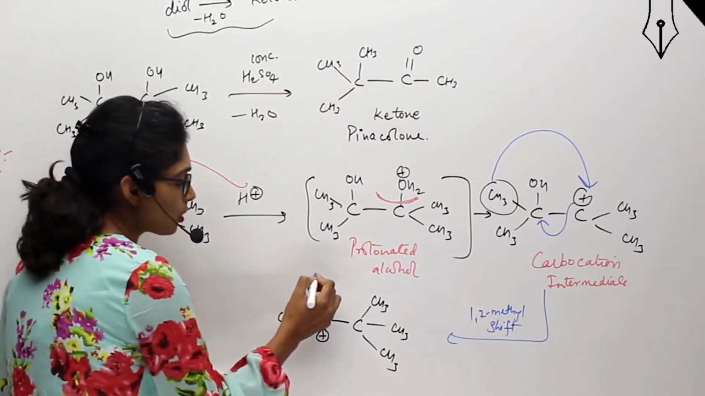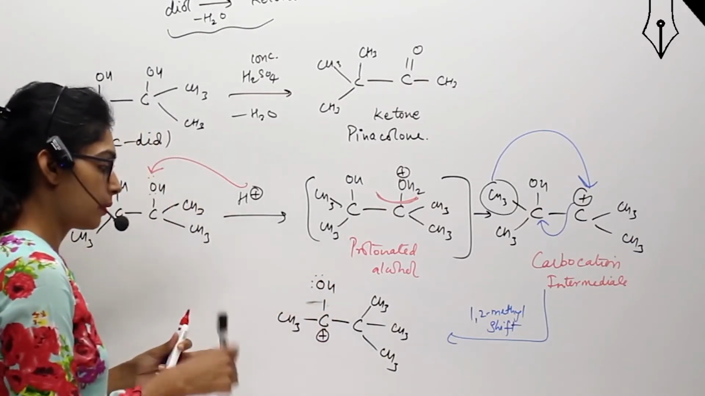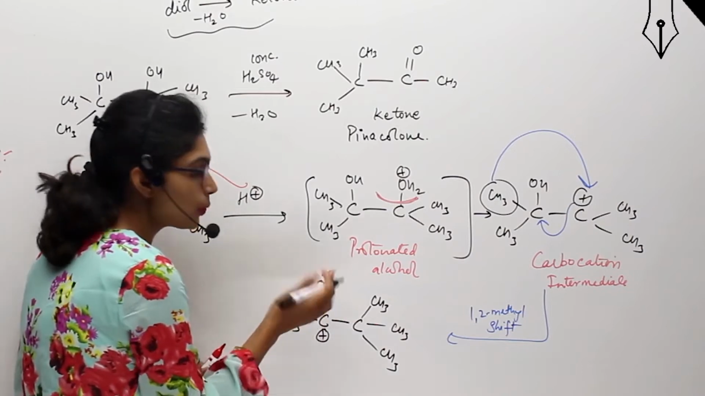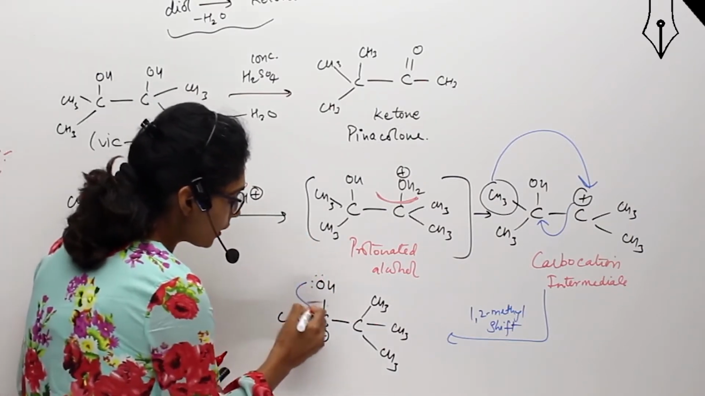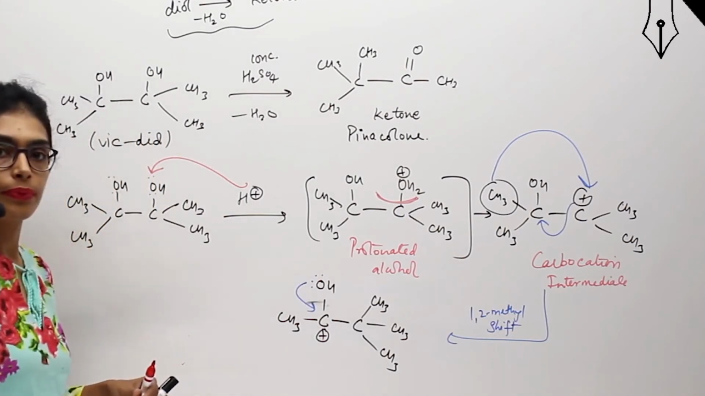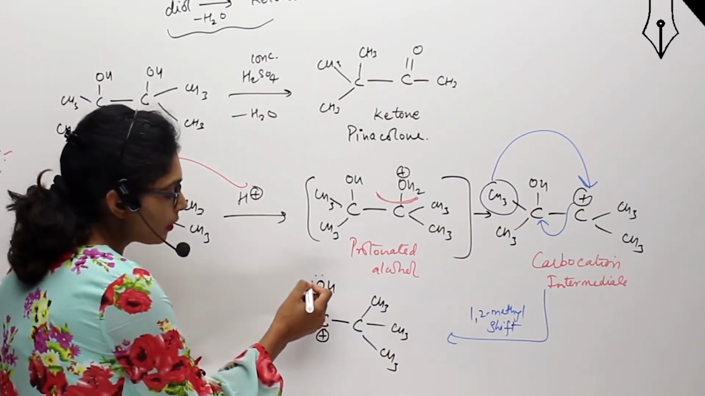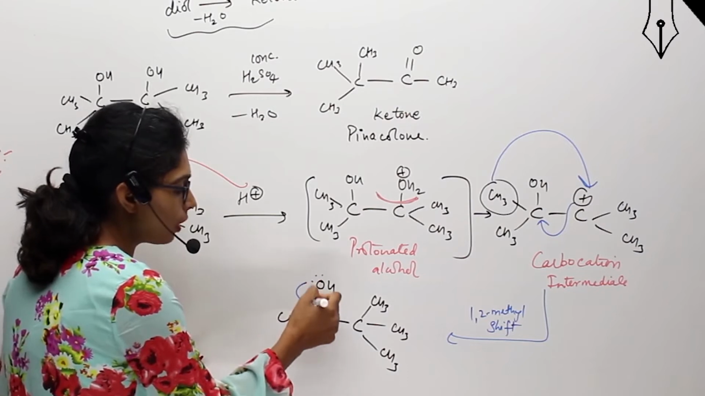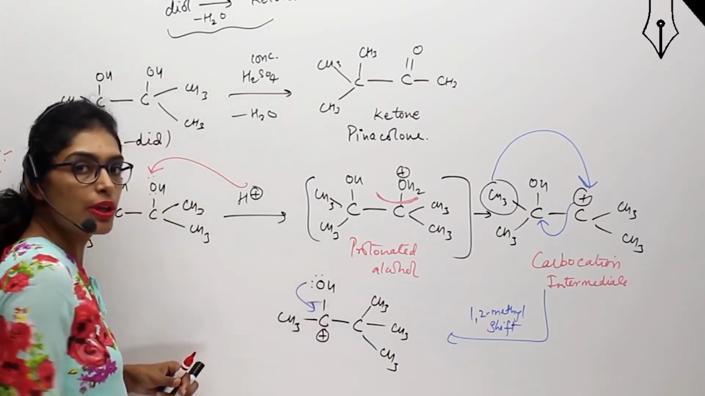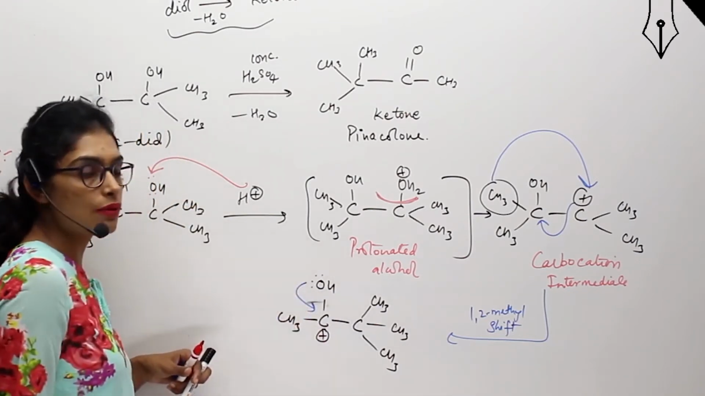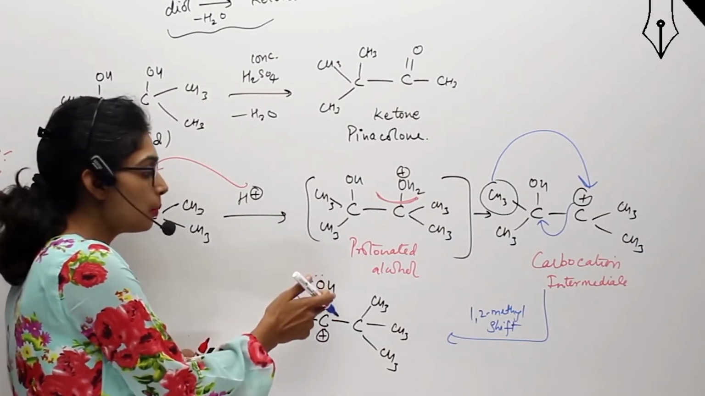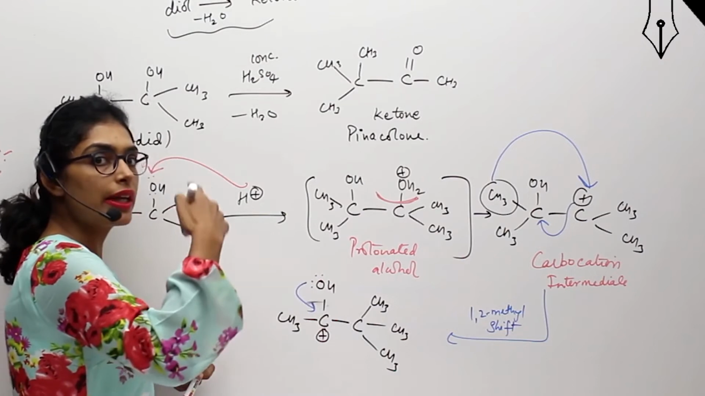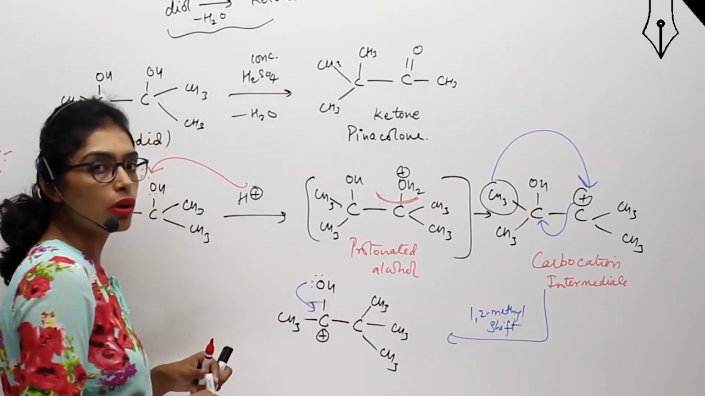Now this oxygen will try to, due to its mesomeric effect, make a bond with this carbon, right? And this pair of electrons will try to form a bond with the carbon, leading to the formation of a double bond, and oxygen will gain a positive charge over it. Due to its positive charge, it will try to break the bond with hydrogen. Eventually hydrogen will get released and a double bond oxygen will be formed.